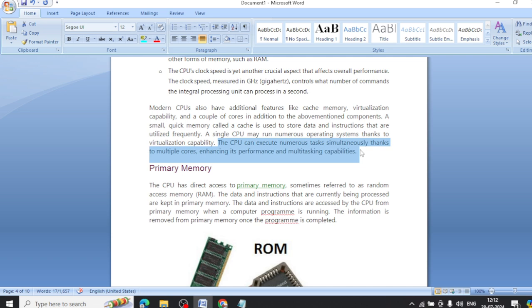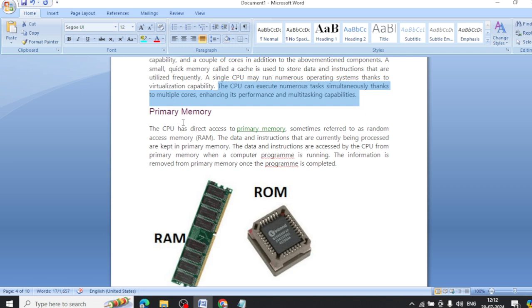Okay, what is primary memory? The CPU has direct access to primary memory, sometimes referred to as random access memory, RAM. The data and instructions that are currently being processed are kept in primary memory. Okay, the data and instructions are accessed by the CPU from primary memory when a computer program is running. The information is removed from primary memory once the program is complete.